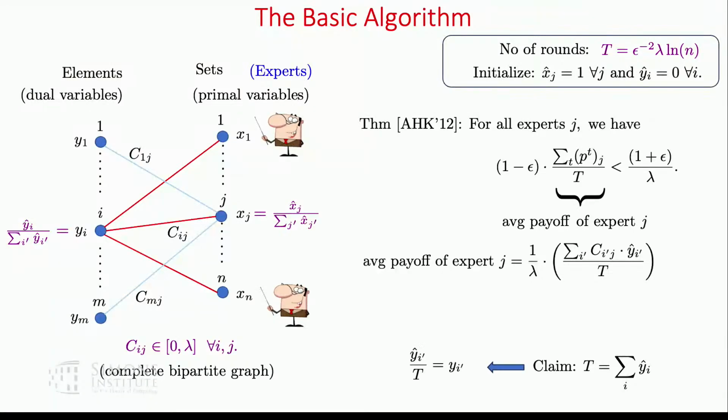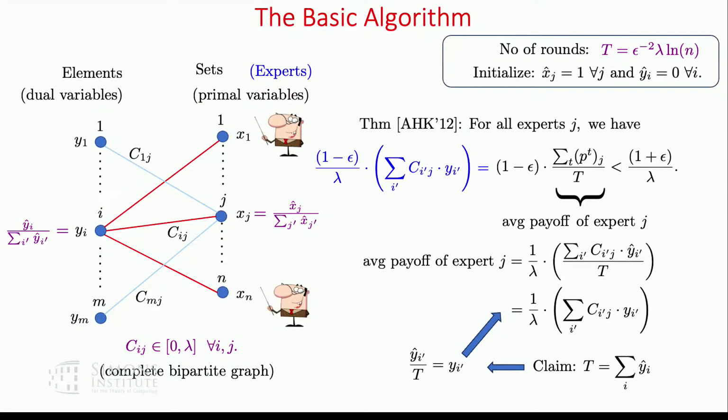And why is it the case? Because in each round, after implementing the round, we just increased one of the yi hat values by 1. So if capital T, the number of rounds, is just the total value of all the dual weights, of course, yi prime, the actual dual value, the normalized dual value, is just yi prime hat divided by T. And if we just look at this expression, it gives us that this is equal to 1 over lambda times precisely the packing constraint value, the left-hand side.